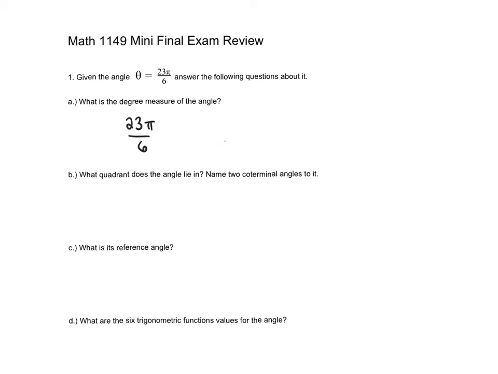So we have 23 pi over 6 times 180 over pi. Our pi's will cancel. 180 divided by 6 is 30. And so then we're doing 23 times 30, which is 690.